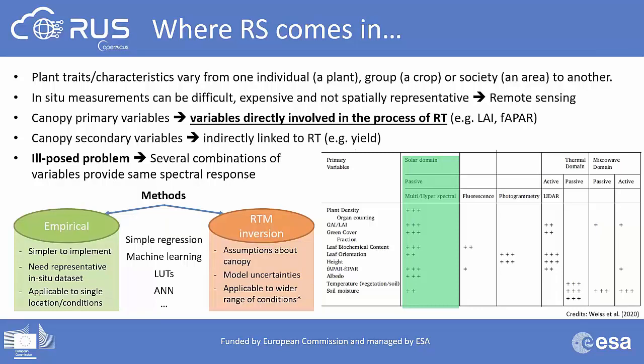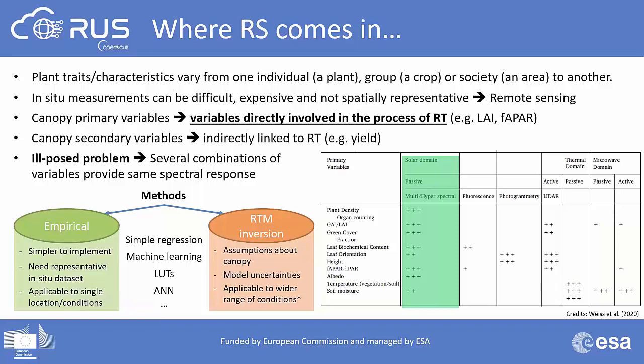First, so-called canopy primary variables, which are variables directly involved in the process of radiative transfer, such as leaf area index or the fraction of absorbed photosynthetically active radiation. Or in other words, these directly influence the plant spectral response. The second group are canopy secondary variables, which are linked to radiative transfer indirectly. In general, they require additional information to be derived.